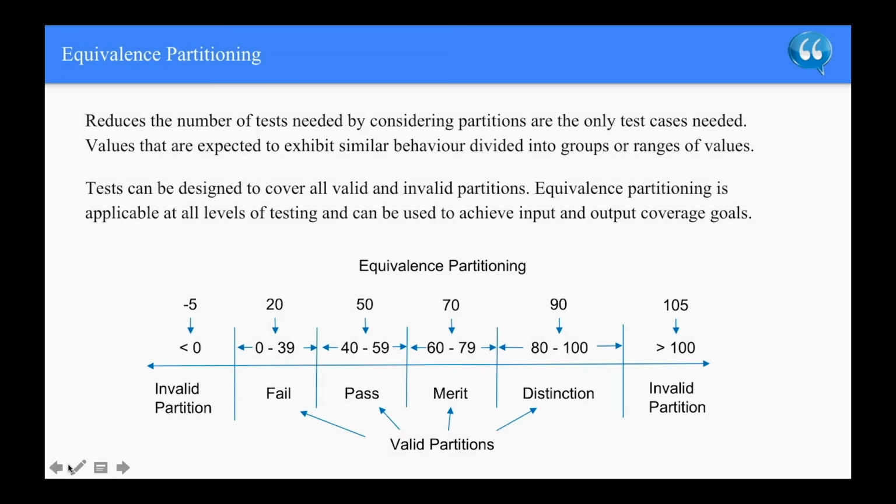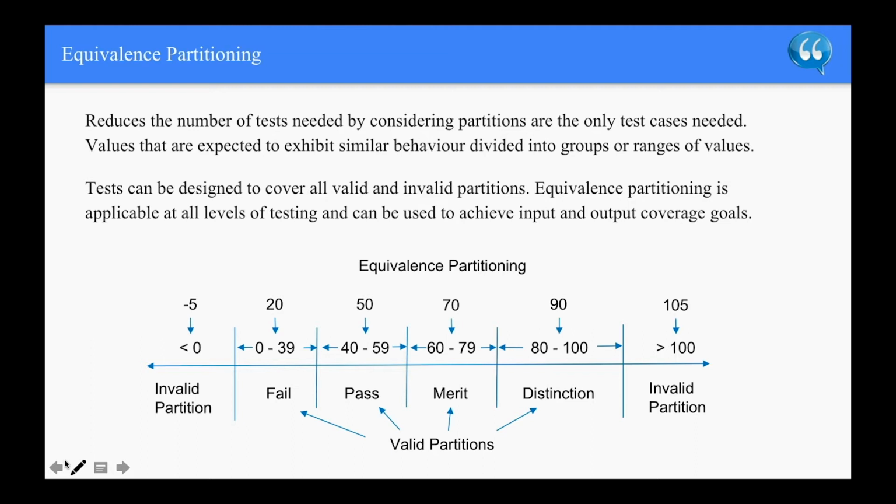Equivalence partitioning. So what is equivalence partitioning? It reduces the number of tests needed by considering partitions. In equivalence partitioning, inputs to the software system are divided into groups or ranges of values that are expected to exhibit similar behavior. So they are likely to be processed in the same way, for example, have the same output. The groups are called equivalence partitions or classes.